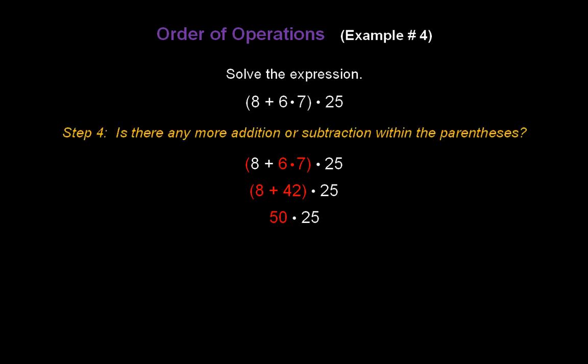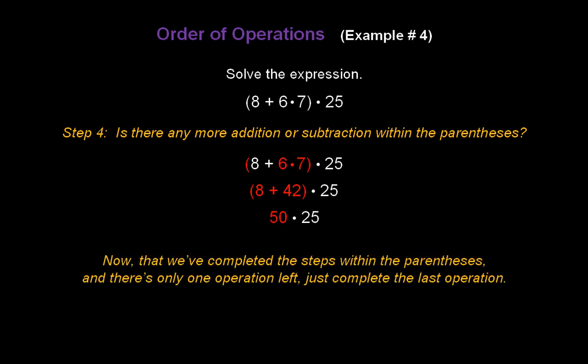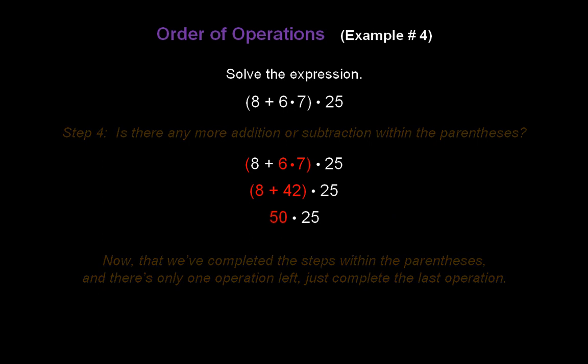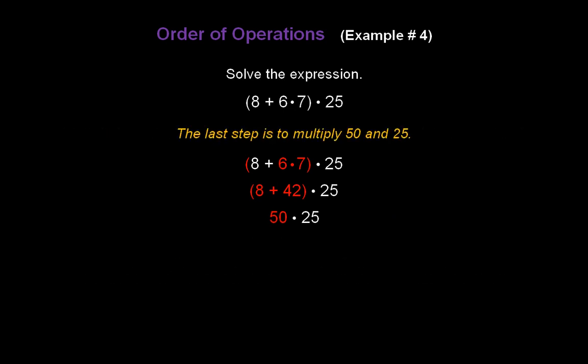Is there any more addition or subtraction within the parentheses? In fact, there isn't. We've done everything within the parentheses, so we have no more parentheses to deal with. So now, since we've completed the parentheses, we do the last operation, which is 50 times 25. 50 times 25 gives us our answer, 1,250.